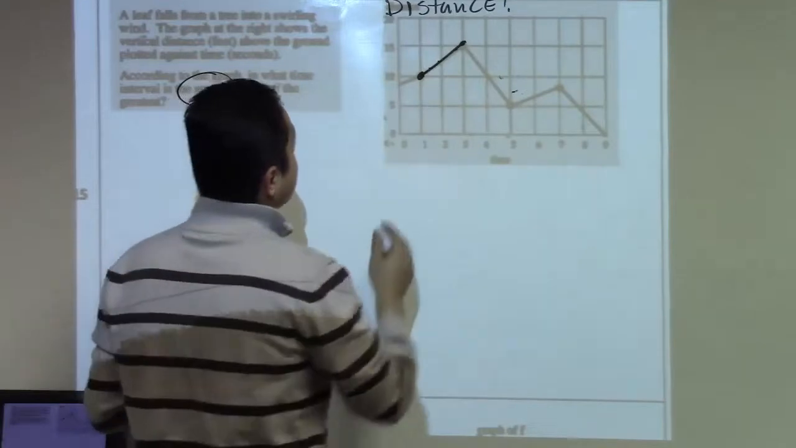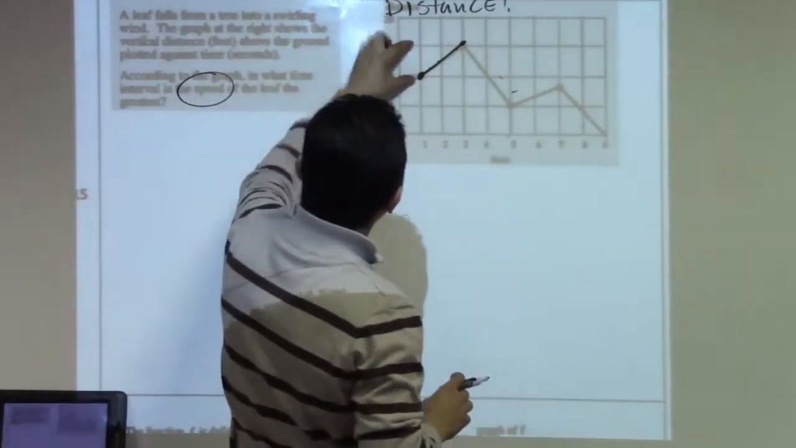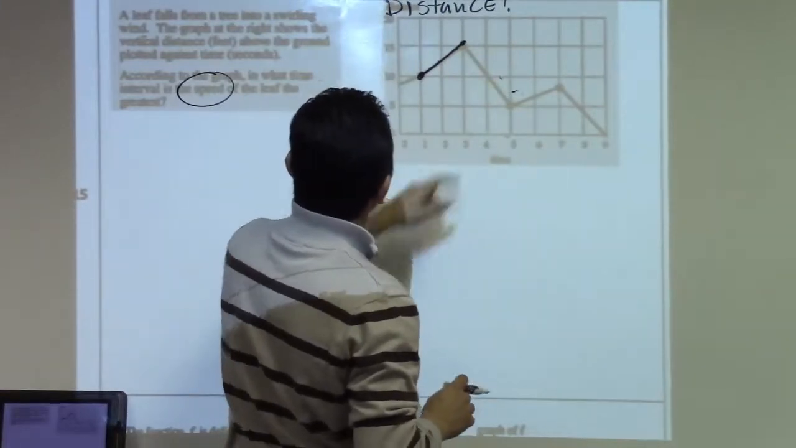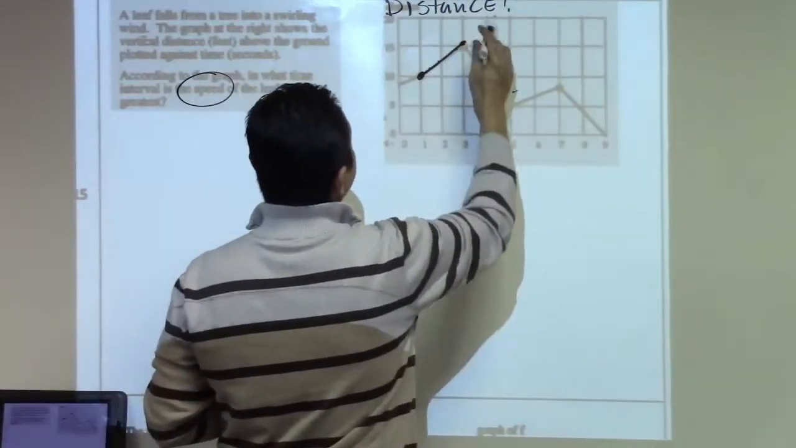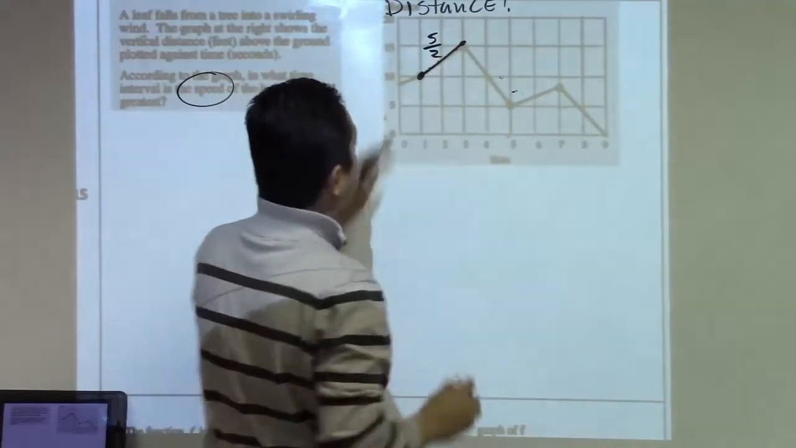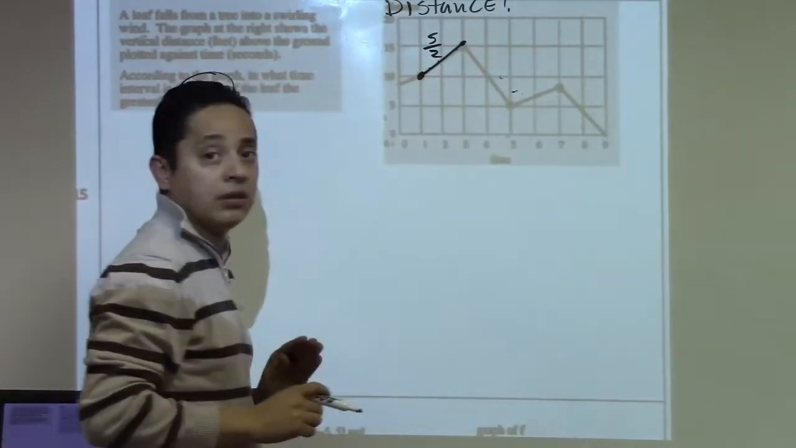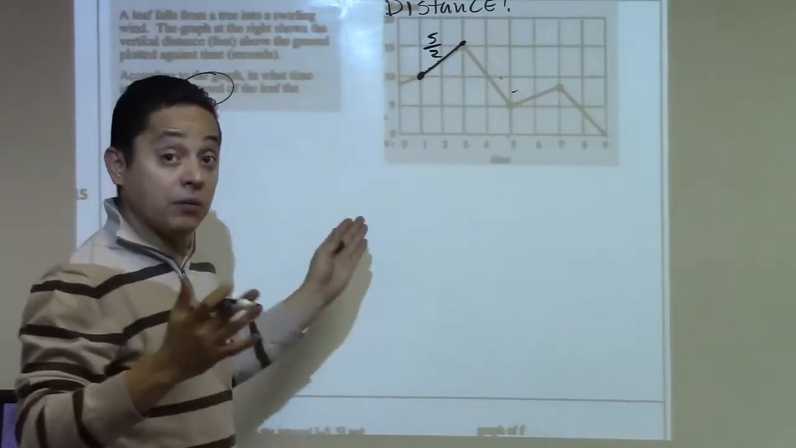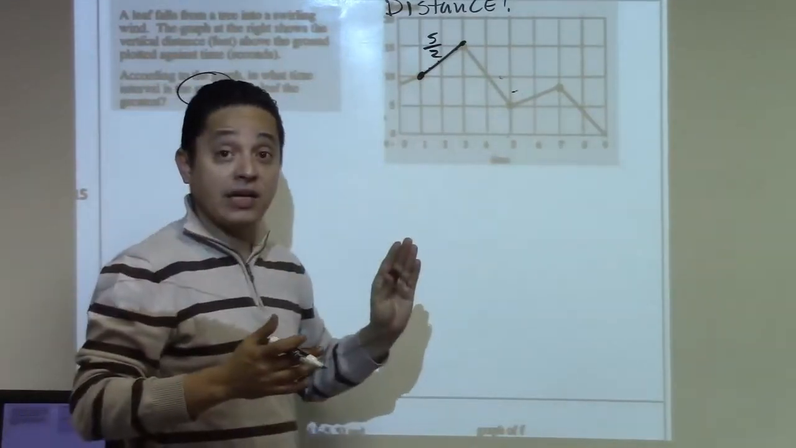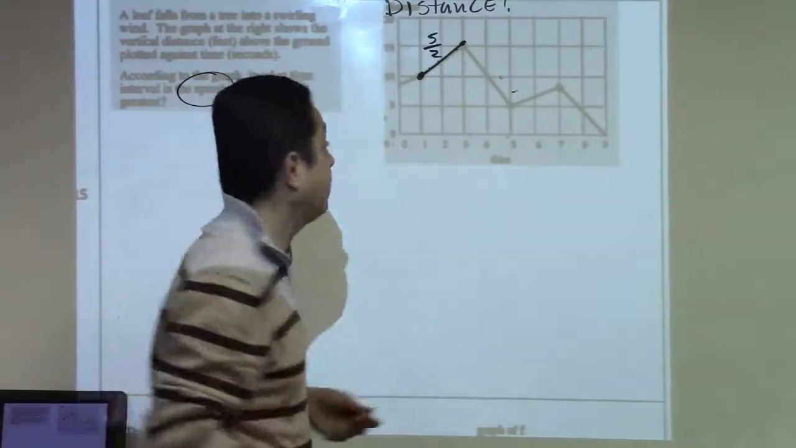Right? In this case, I can use my rise over run, and I can say my rise is 5, and my run is 2, so this is 5 over 2, and it's positive. Right? So the velocity is 5 over 2 from here to here. What's the speed? Well, if the velocity is 5 halves, then I would just take the absolute value of 5 halves, and the speed would be 5 halves.